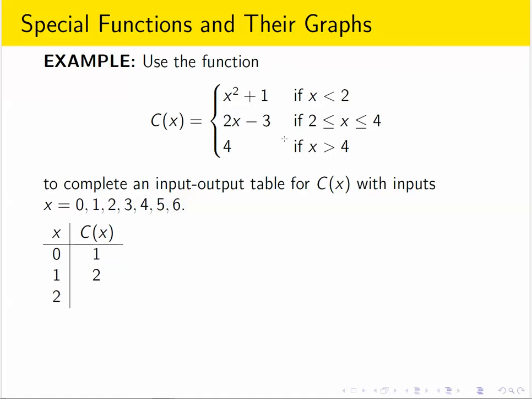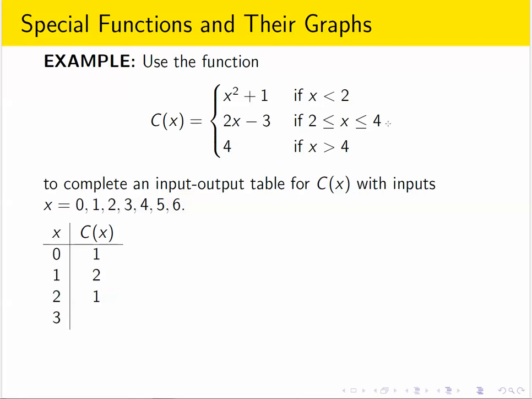What if I plug in a 2? Well, 2 is not less than 2. I cannot use this row because 2 does not satisfy the description. 2 is actually equal to 2, so I really want to use the second row. This is x values that are greater than or equal to 2. Using the second row, plugging a 2 in here, I get 4 minus 3, which is 1.